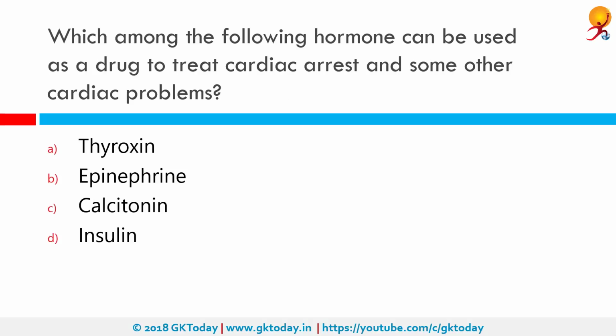Which among the following hormone can be used as a drug to treat cardiac arrest and some other cardiac problems? The correct answer is epinephrine. Epinephrine, also known as adrenaline, is a medication and hormone. As a medication, it is used to treat a number of conditions, including heart attacks.